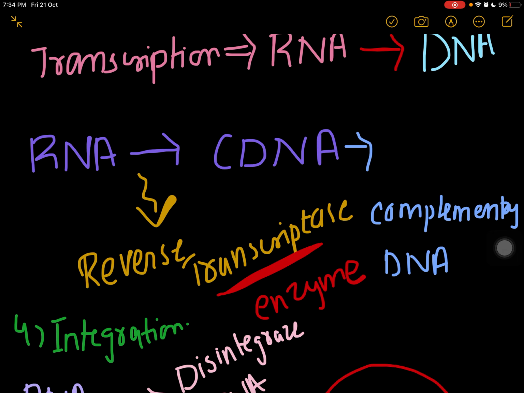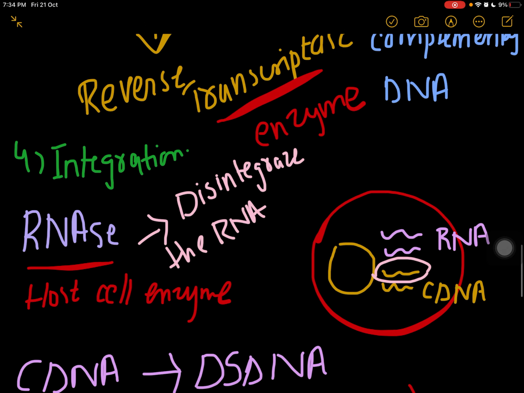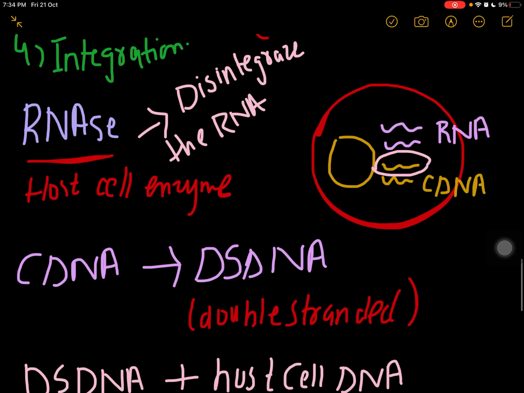Yes, and here the step reverse transcription is completed. Now we are having the fourth step, in which we know that RNA has been converted into cDNA, but still one strand of RNA is remaining. That will be disintegrated with the help of an enzyme known as RNase, which is the host cell's enzyme, not HIV's viral enzyme. It is the host cell's enzyme.